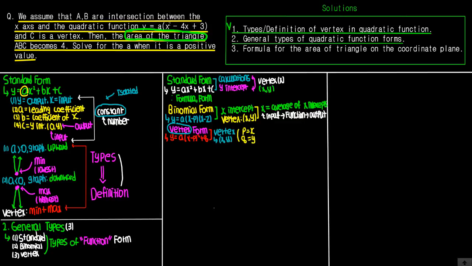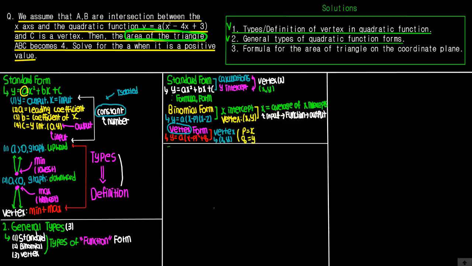And this was the second solution where we talked about the general types of quadratic function form, and there were basically three forms: standard form, binomial form, and vertex form. There are a lot of things that each is optimized for solving.